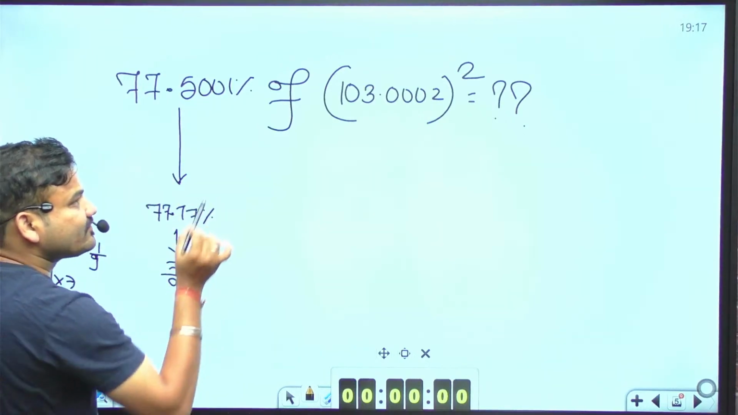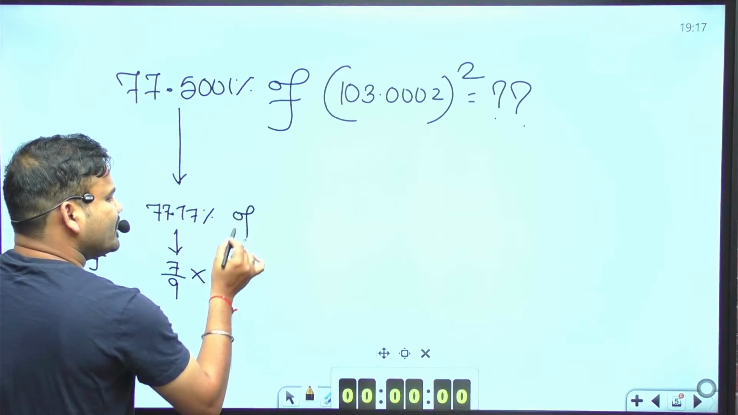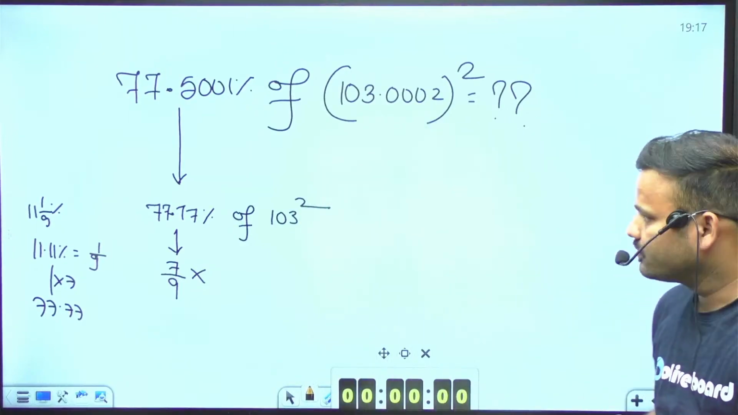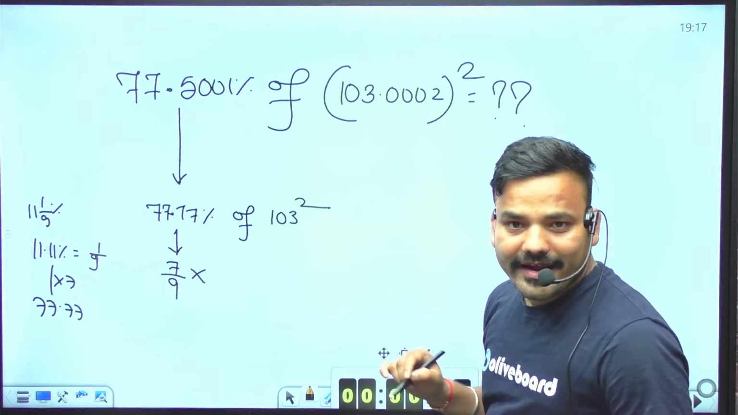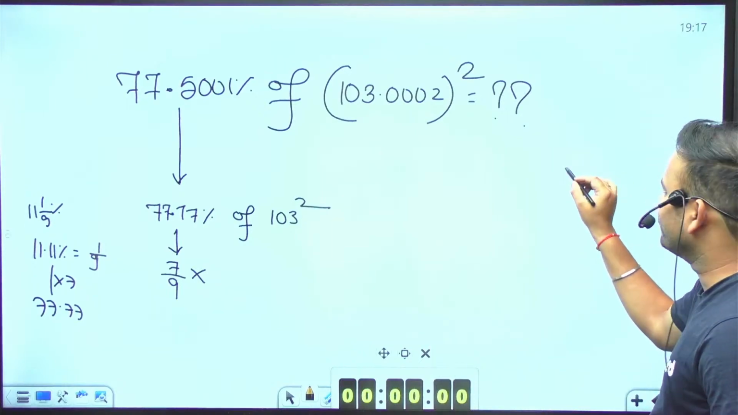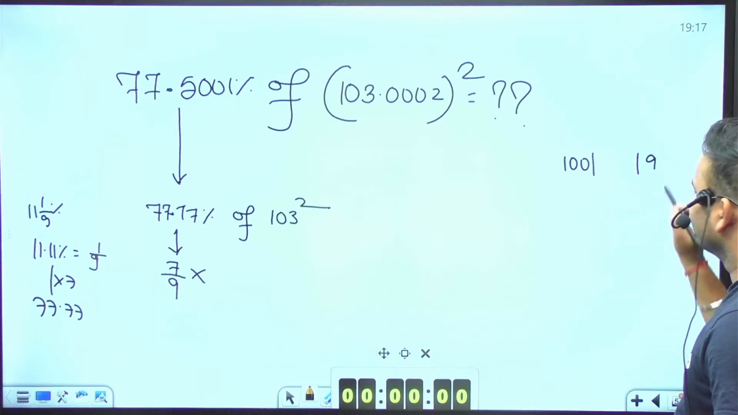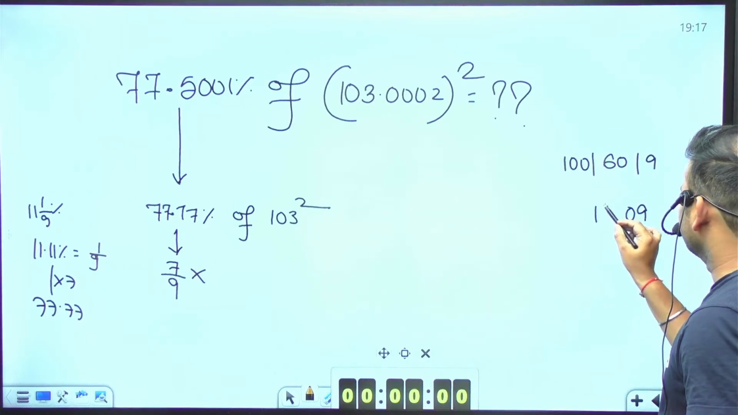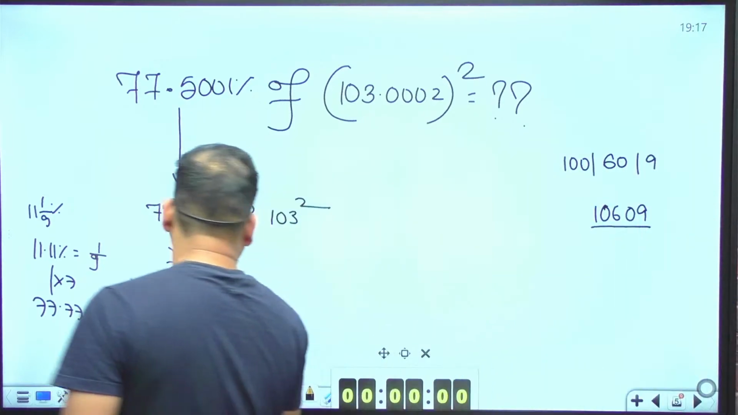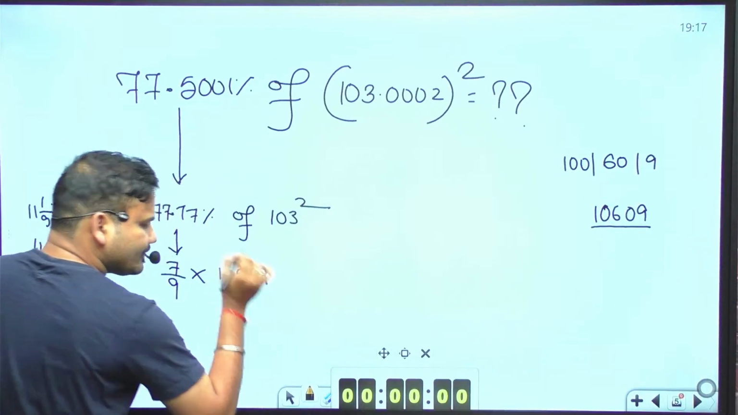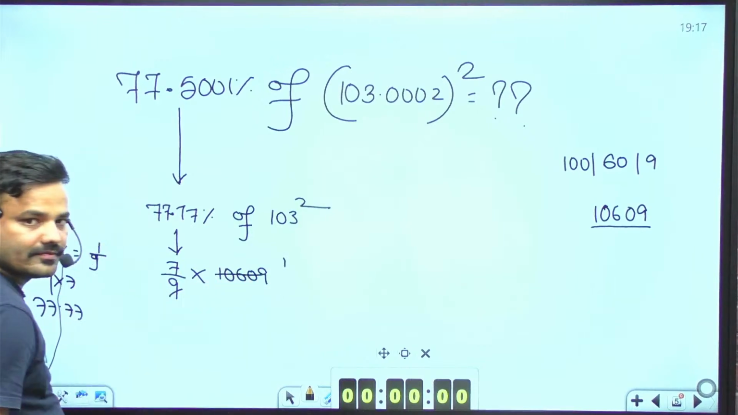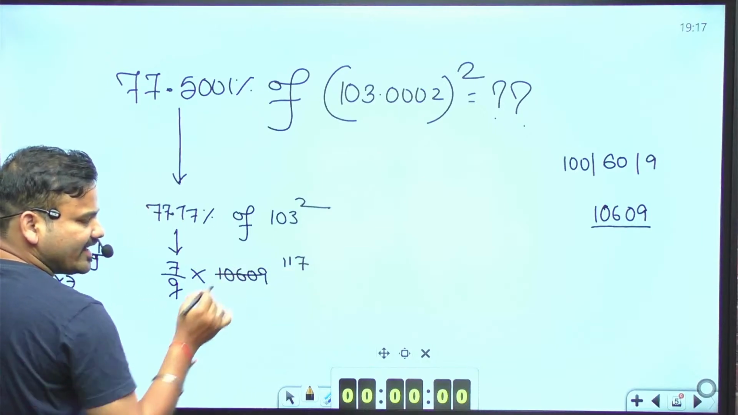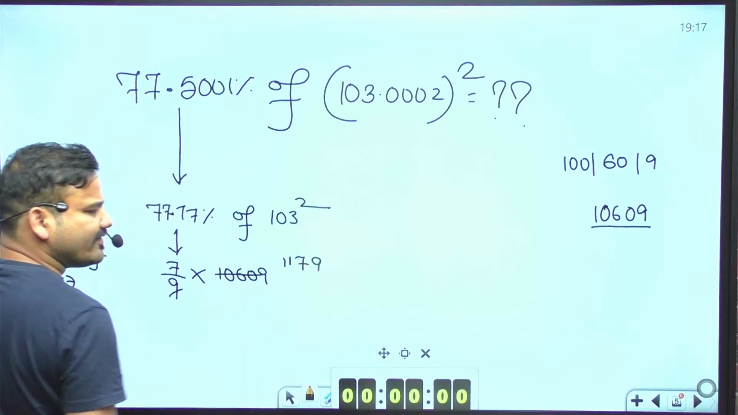And what about this? This is 103 whole square. You can do it via the base method, or doubling the 3, or else we have the basic method, a square plus b square plus 2ab. 10 square is 100, b square is 9, and 10 into 3 is 30, times 2 is 60. So 10609. 9 times 1 is 9, 9 times 1 is 9 again, 9 times 7 is 63, so 1179 approximately.